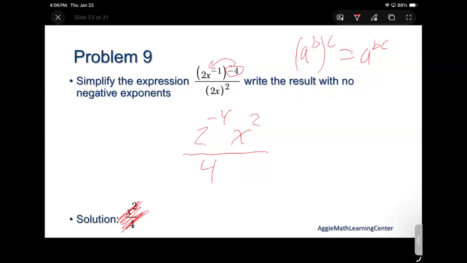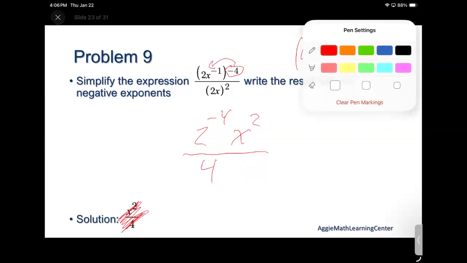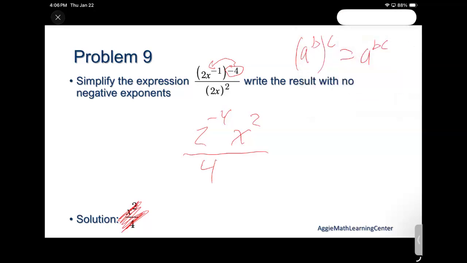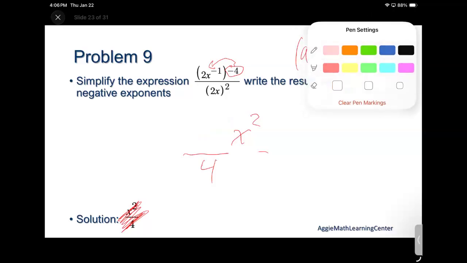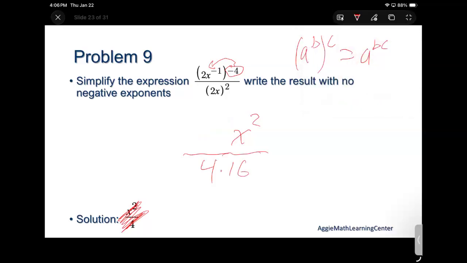Whoever wrote this. So remember, 2 to the negative 4, that goes to the denominator. We flip the sign. Okay. And the sign magically becomes positive. Not magically, but... Okay. And then 2 to the 4 is what? Does anyone know what 2 to the 4 is? 16? 16, yep. And then 4 times 16 is 64. So that is our final answer.